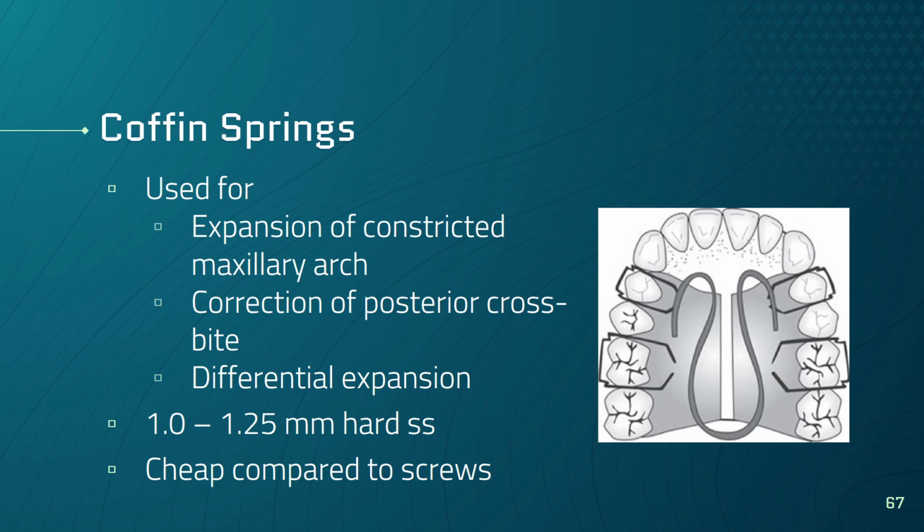Coffin springs. Now, coffin springs are used for expansion of a restricted maxillary arch, for correction of posterior crossbite, and also for differential expansion of the maxillary arch. It's made from a stiff wire, namely 1 to 1.25 millimeter hard stainless steel wire. It is cheap compared to screws.